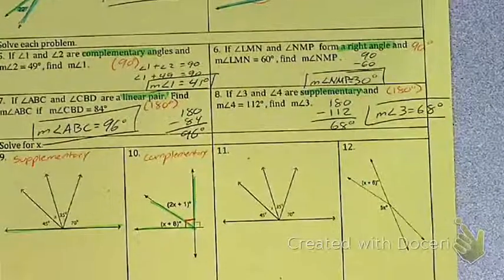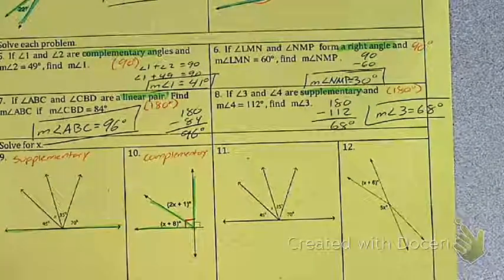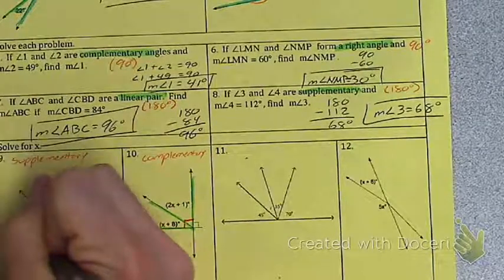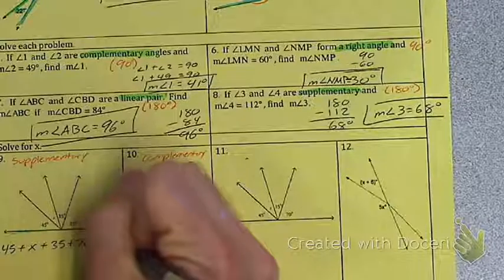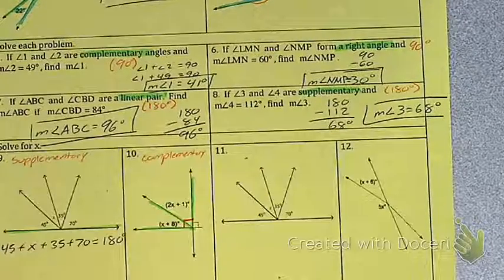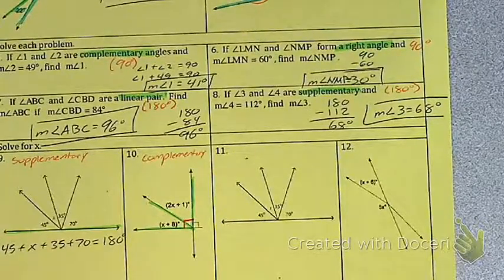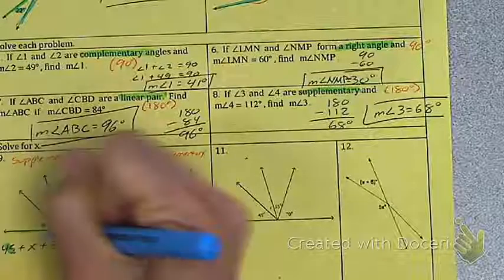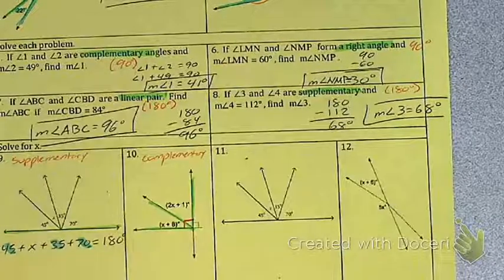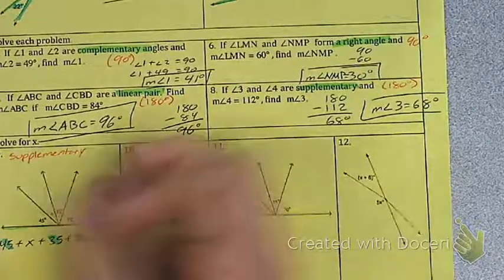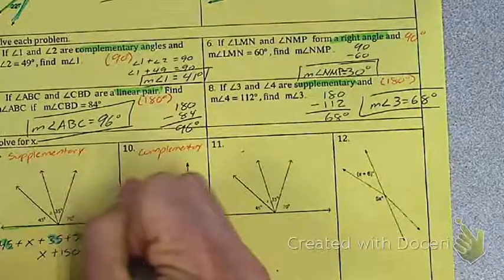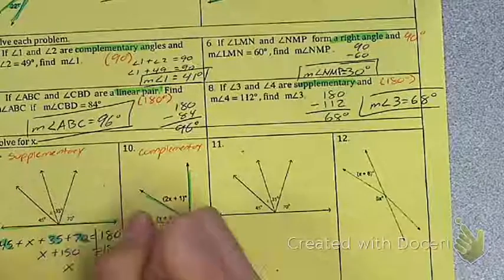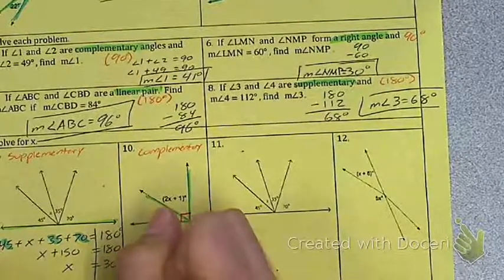So number 9, 45 plus x plus 35 plus 70 all has to equal 180 degrees. You combine like terms to give you that x plus 150 equals 180. So therefore you get x equals 30 degrees.